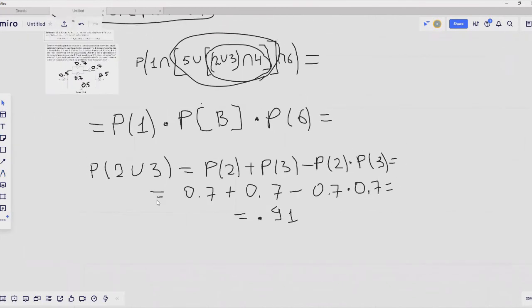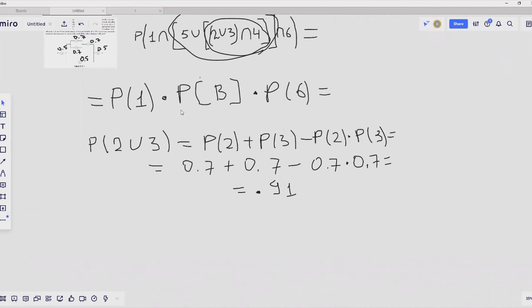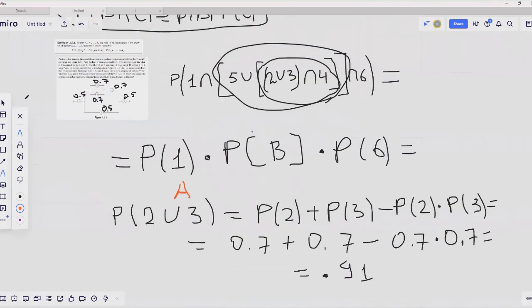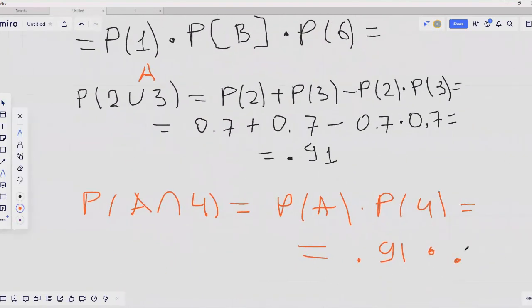Okay, now we have the union of that, we have the intersection of that with number 4. So let's call this one event A. Then we're looking for the probability of event A intersection with 4, which is defined as the probability of A multiplied by the probability of 4. So this is 0.91 multiplied by the probability of 4, which is equal to 0.7. So this is equal to 0.637.